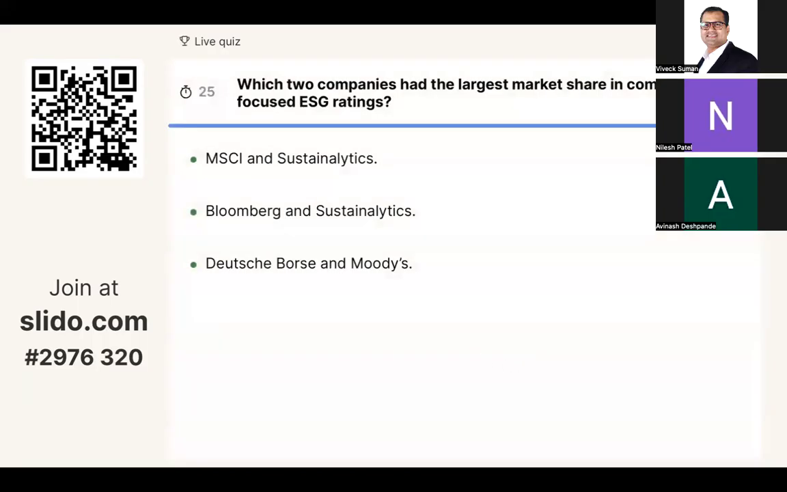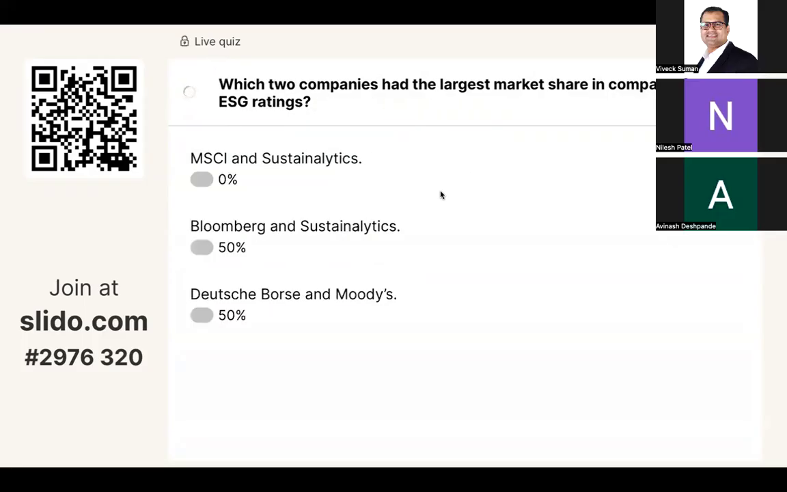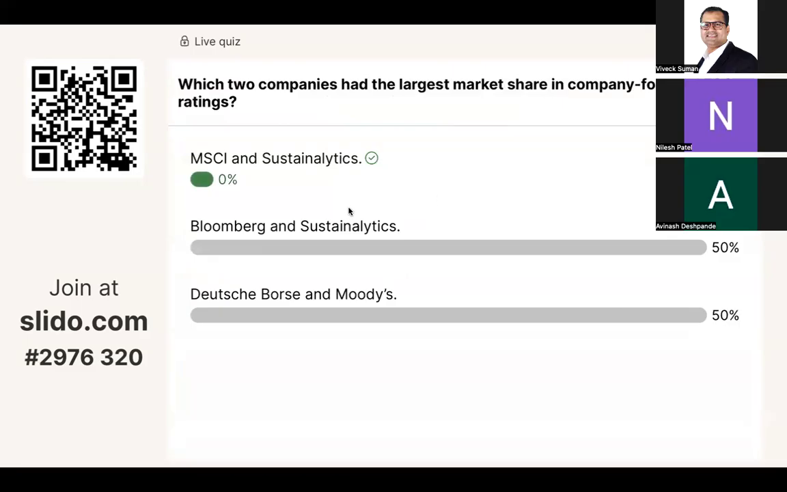Next question. Which two companies have the largest market share in company-focused ESG ratings? MSCI and Sustainalytics, Bloomberg and Sustainalytics, or Dashboards and Moody's. The correct answer is MSCI and Sustainalytics.